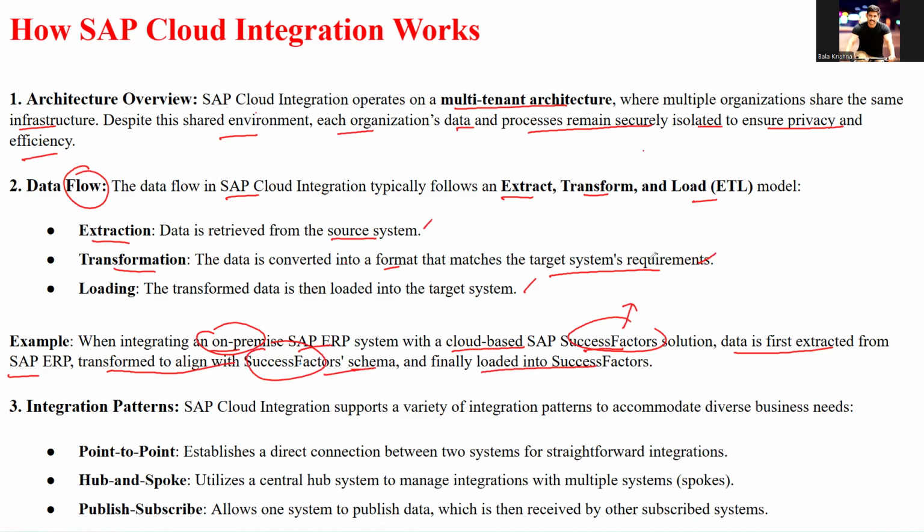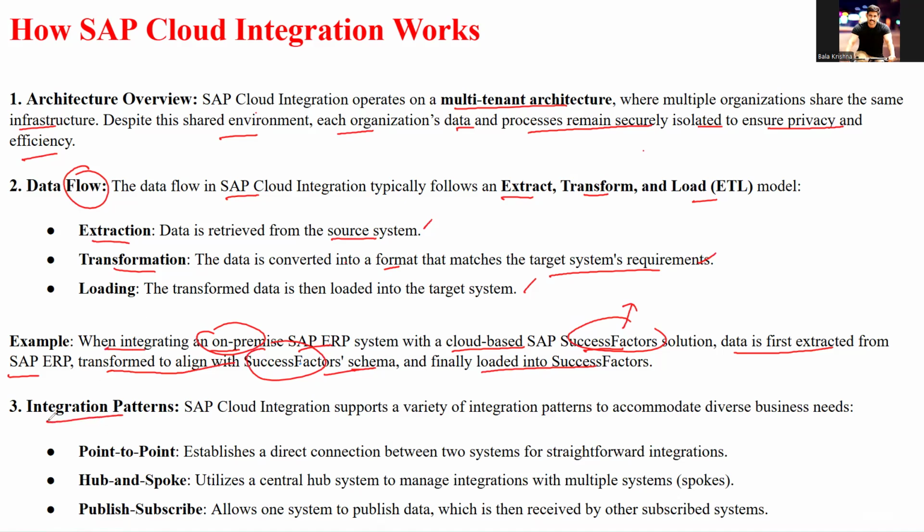We need to collect the data from the SAP ERP, Enterprise Resource Planning. It is in SAP SuccessFactors. We need to extract from the SAP ERP, then transform to align with the SuccessFactors schema, and finally load into SuccessFactors only. This is the on-premises.